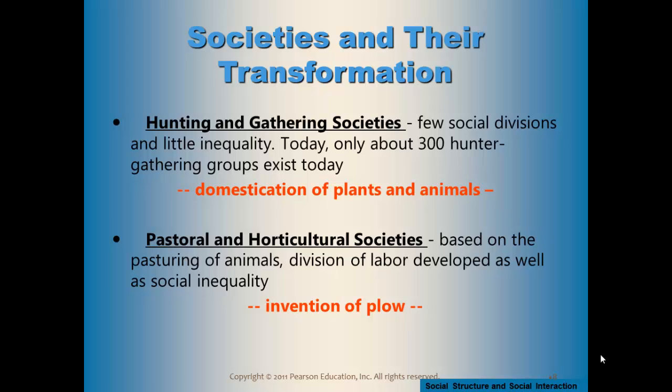One of the things about hunter and gatherer societies is that they tend to be very nomadic, because as they hunt and gather, they deplete the resources of the area, and they have to move to another area where those resources are more plentiful. So they don't really associate themselves with a location so much. They are more nomadic in nature.